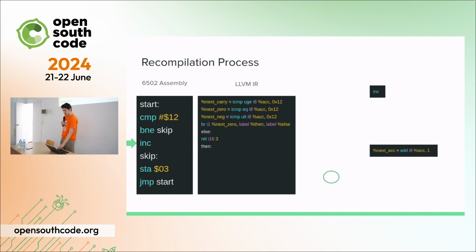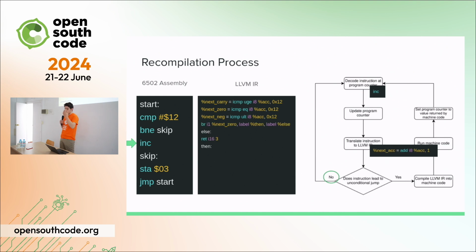Next we translate the increment instruction, which just adds 1 to the accumulator. We translate the store, which for the time being, we'll just say that 3 is a pointer and we want to write into there.